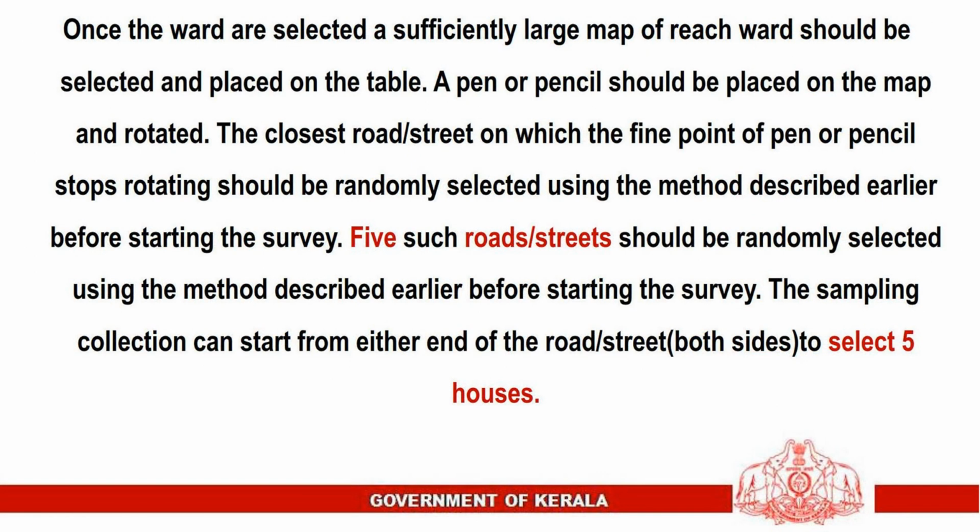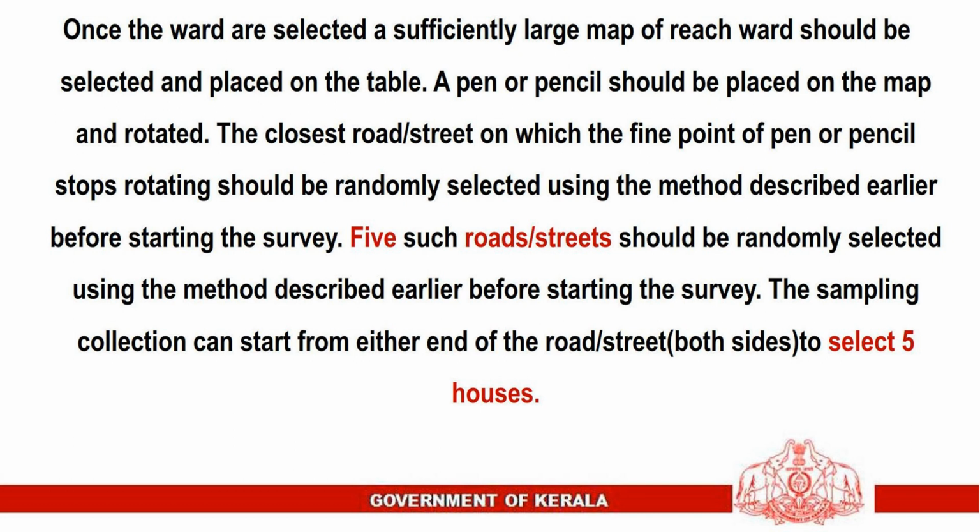Once the wards are selected, a sufficiently large map of each ward should be selected and placed on the table. A pen or pencil should be placed on the map and rotated. The closest road or street on which the fine point of the pen or pencil stops rotating should be selected. 5 such roads or streets should be randomly selected using the method described earlier before starting the survey.